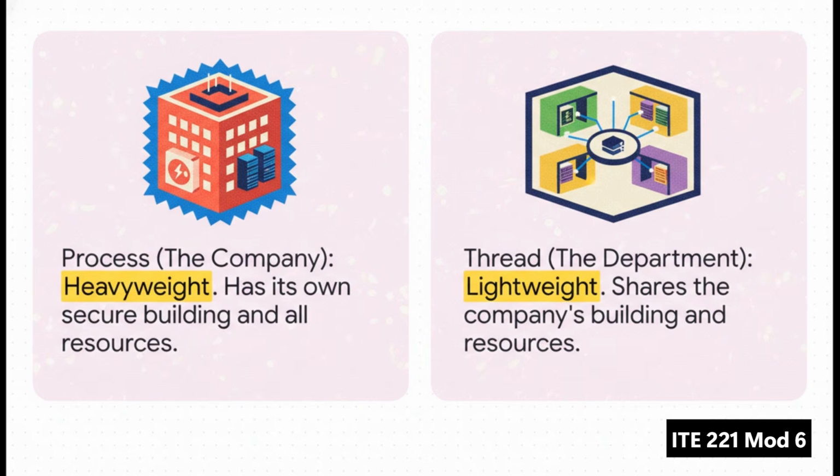And there's a really great way to think about this. A process is like an entire company. It's got its own secure building, its own supplies, everything. A thread, on the other hand, is like a single department inside that company. It shares all the main resources, which makes it way lighter and faster to manage.